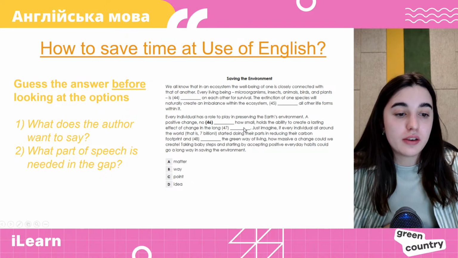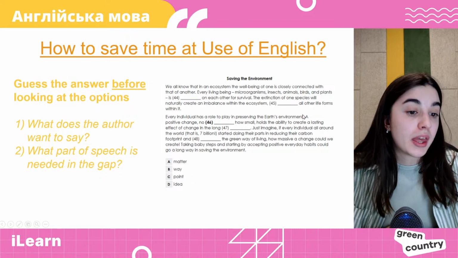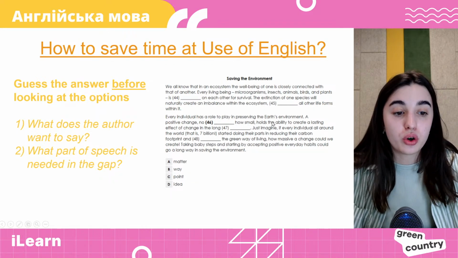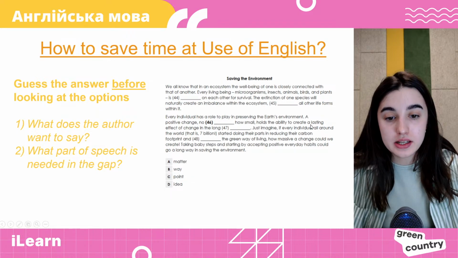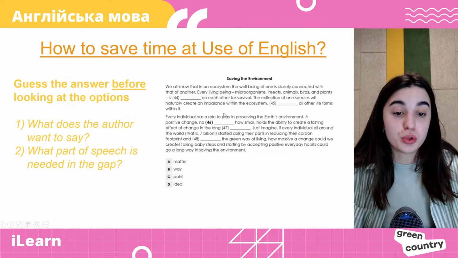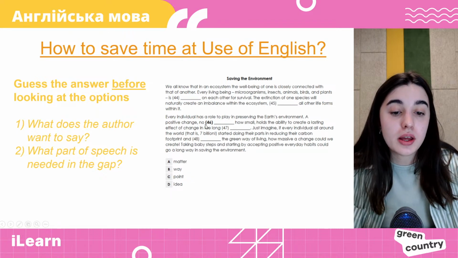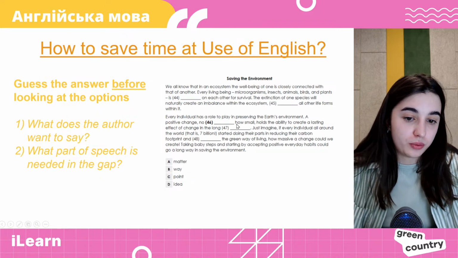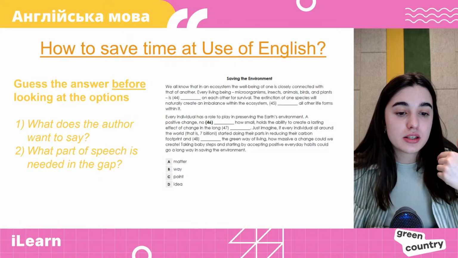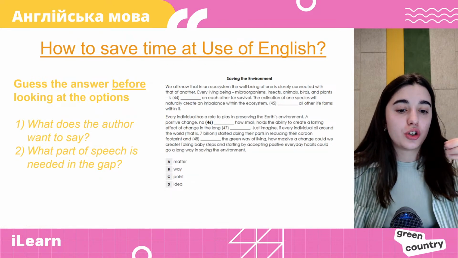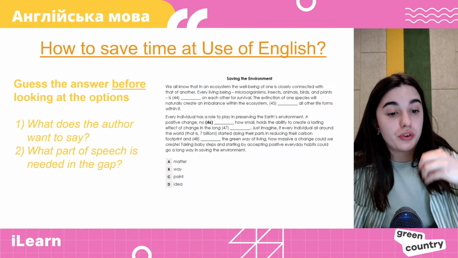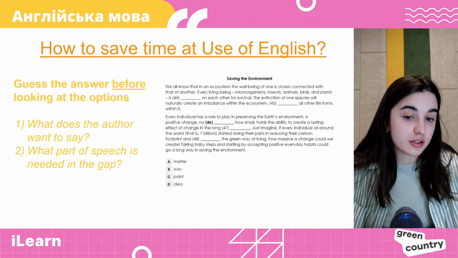And I have chosen such an example for you. A positive change, no matter how small, holds the ability to create a lasting effect of change in the long run. So you skip this part, no matter how small. When you translate this phrase, you can see that it's like no difference how small, because it already holds the ability to create.